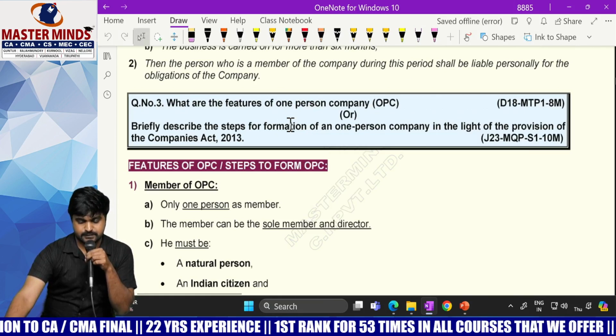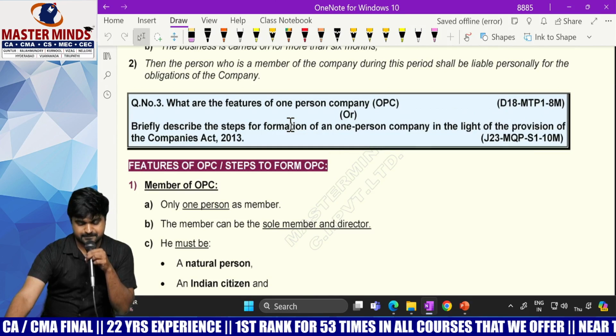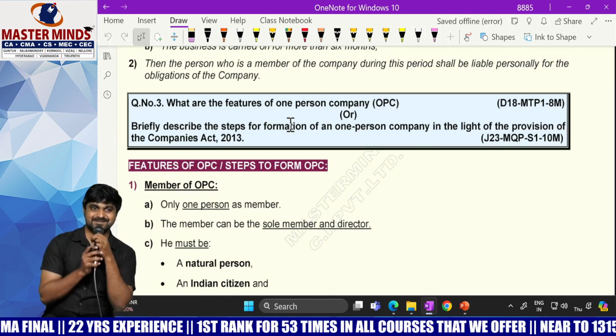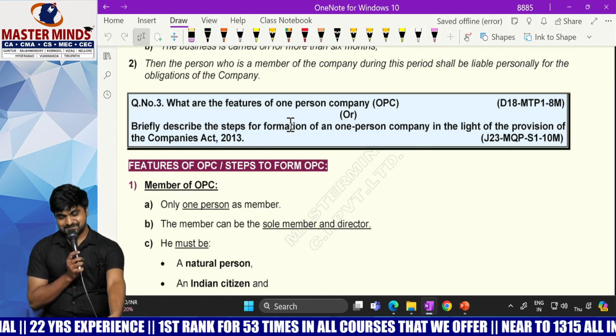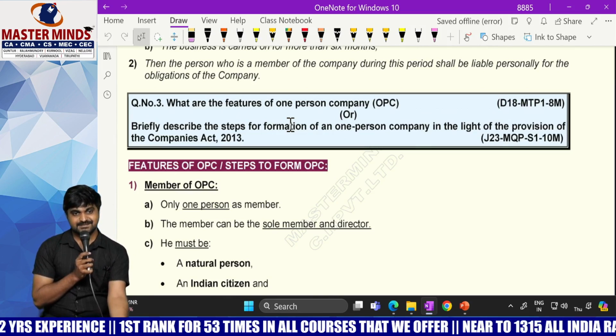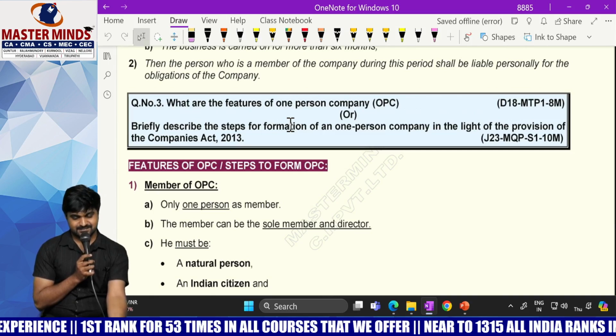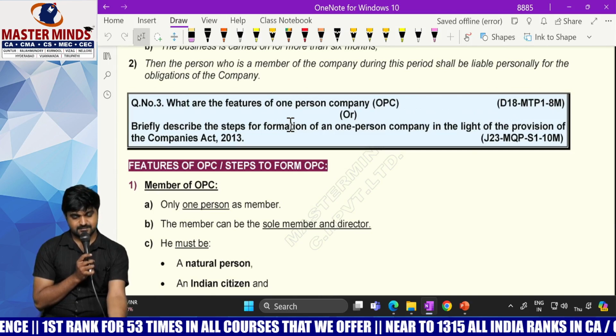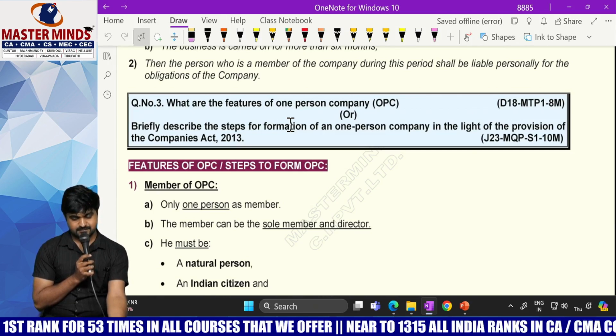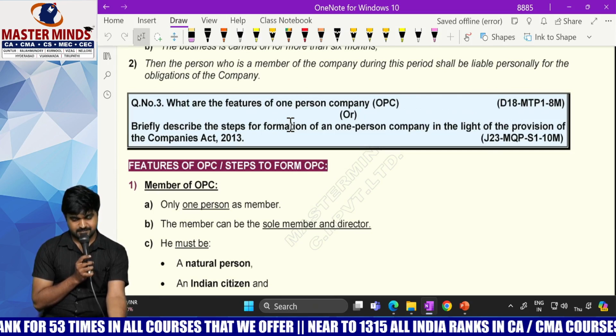What are the features of one-person company? Okay, continue. Continue. Briefly describe the steps for formation of a one-person company in the light of provision of the Companies Act 2013.